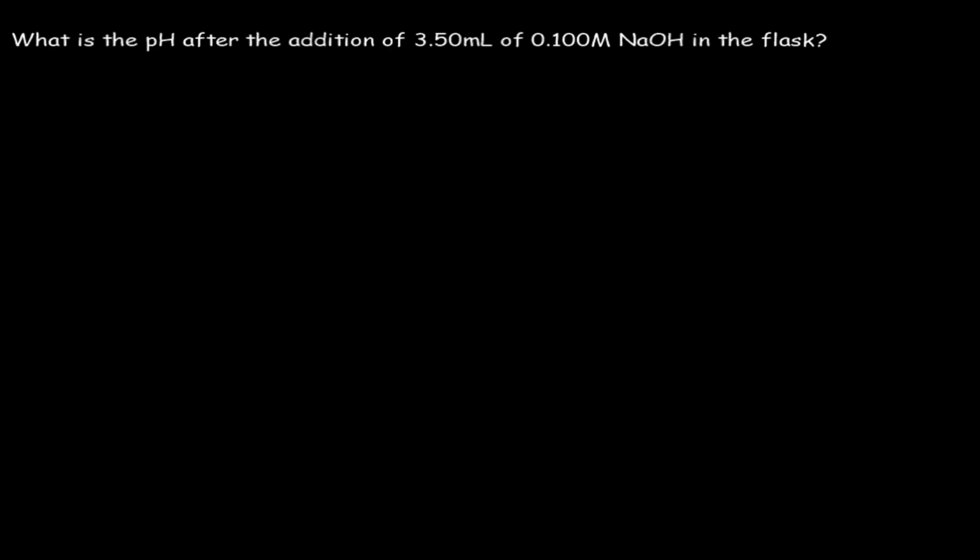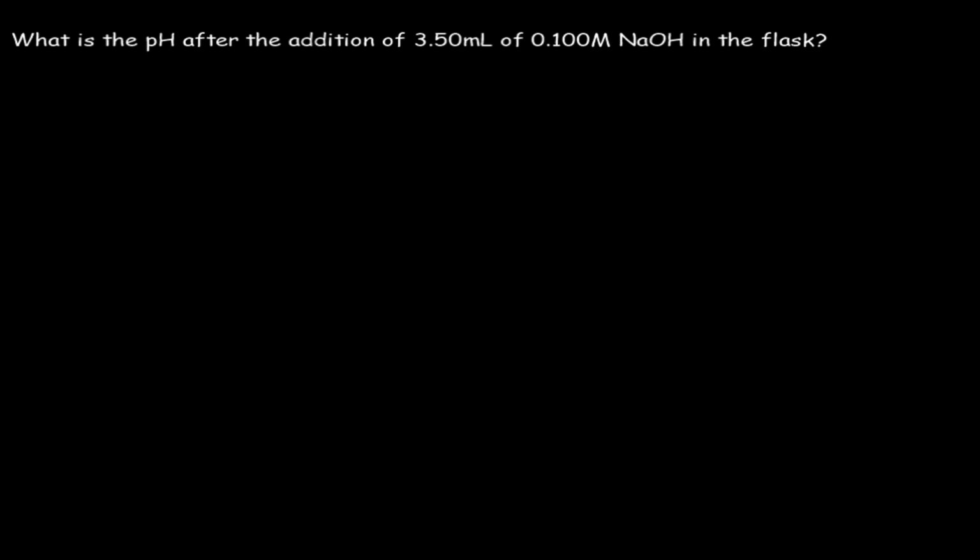Okay, let's look at our next question. What is the pH after the addition of 3.5 milliliters of 0.1 molar sodium hydroxide in the flask? So this is where the titration begins, and we'll be trying to find the pH before our equivalence point. So the first step is to figure out how many moles of sodium hydroxide and how many moles of acetic acid we have in our flask.